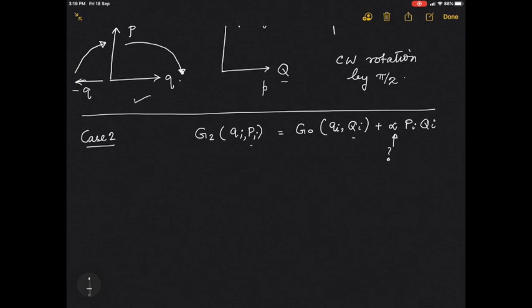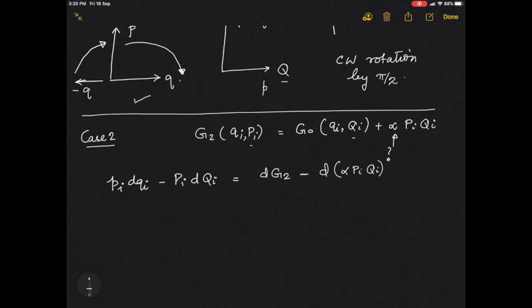So now let's see what was my equation before. My equation, and there is no time dependency here, remember, is pi dqi minus capital Pi d capital Qi. This is equal to d of G0, right? So we know that it is equal to d of G0, and d of G0 is now d of G2 minus d of alpha Pi qi.